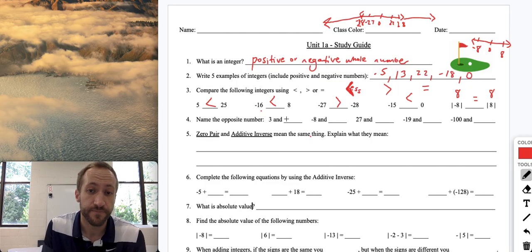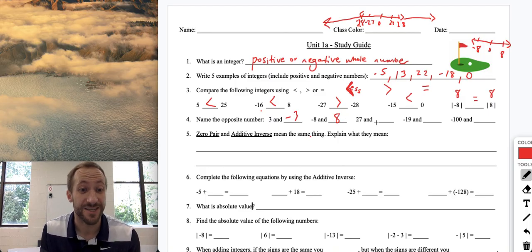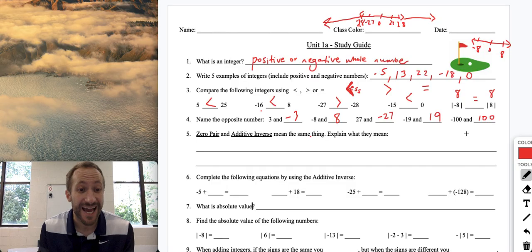So we have 3. The opposite of that is -3. We have -8. The opposite of that is +8. We have 27. The opposite of that is -27. We have -19. The opposite of that is +19. We have -100. The opposite of that is +100. So opposites are the same exact number, except one is positive and one is negative.